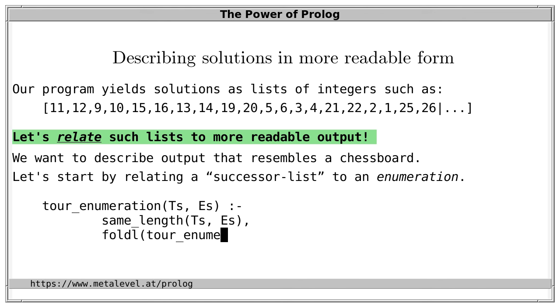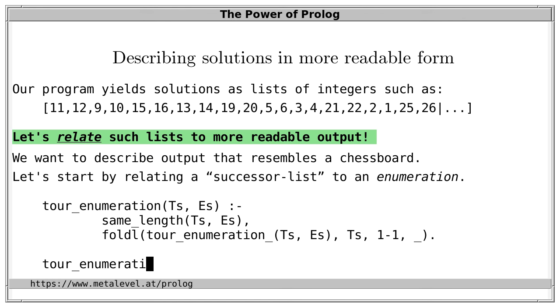And second, we want to describe all elements of Es, and we can do this by folding over all elements of Ts. And the state this time is a pair of integers. The first component denotes the index of the current element in Ts and Es. Initially, that's 1, because we start at index 1. And the second component denotes the number of the current element. So initially, that's also 1, because we simply call the first element square 1. It's a closed tour, so we can start anywhere. And the final state doesn't matter. What matters is only that if this holds, then Es is the enumeration induced by the tour Ts.